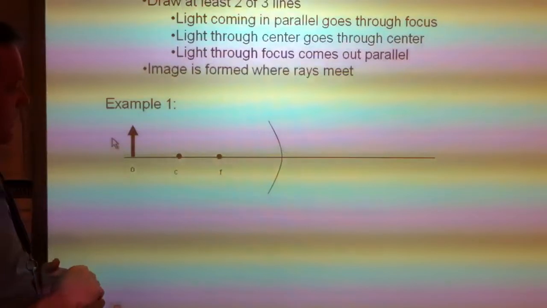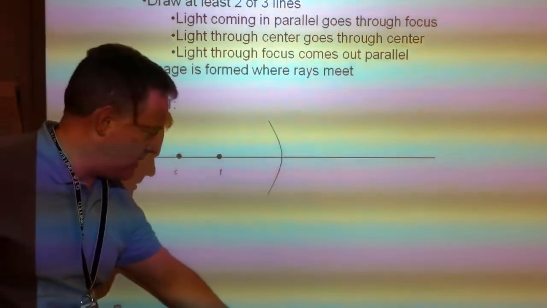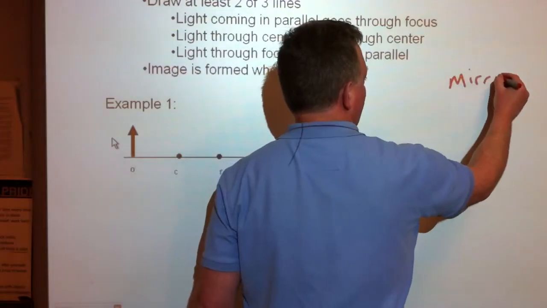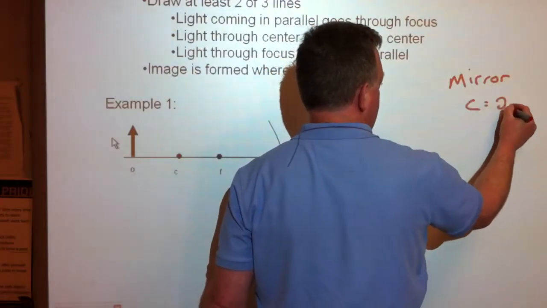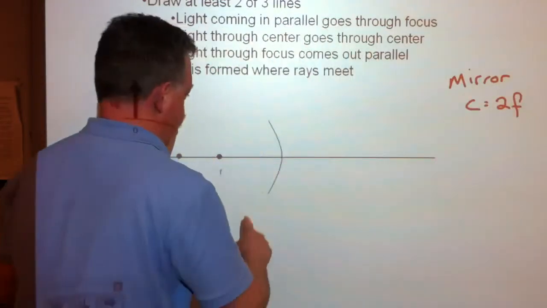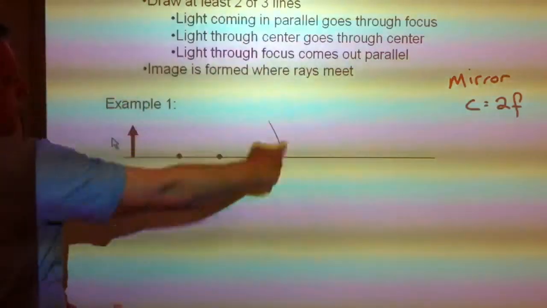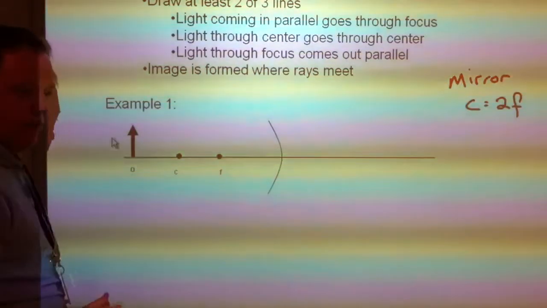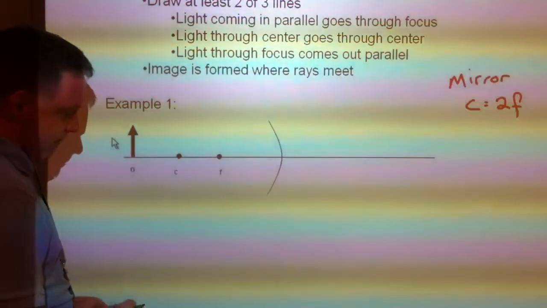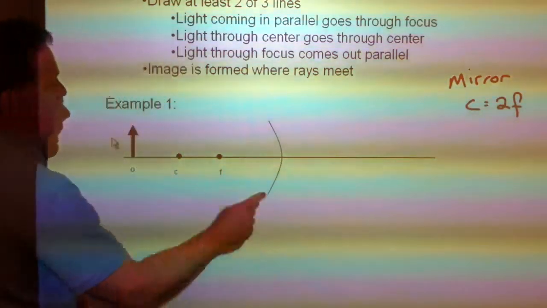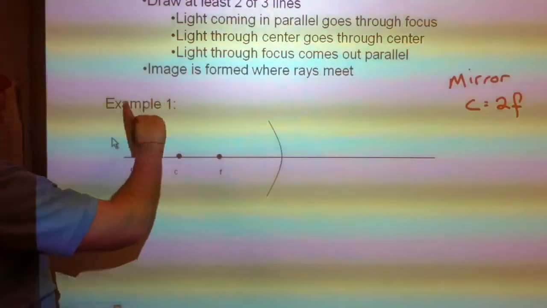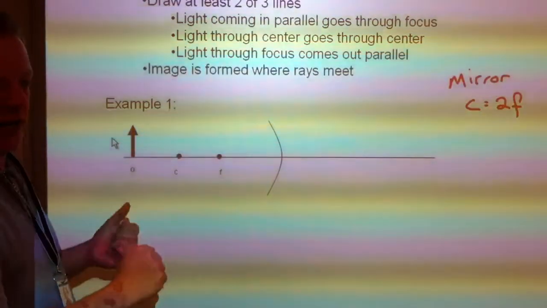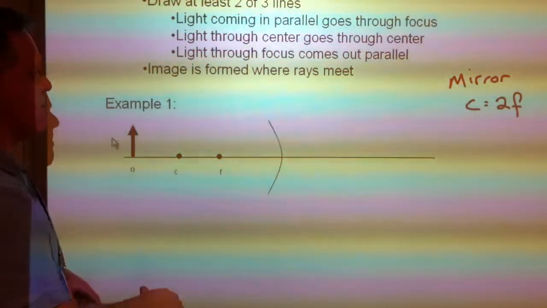So our first example is going to look like this. And, I didn't say this, but for a mirror, the center is at 2F. So if I think of this mirror as being a big circle, there's the center of the circle, and the focus is halfway to the center. And that's something we need to memorize as well. But now, I'm going to try to draw at least two of these three lines. You're going to need to use a straight edge, so before you go on, grab a straight edge.